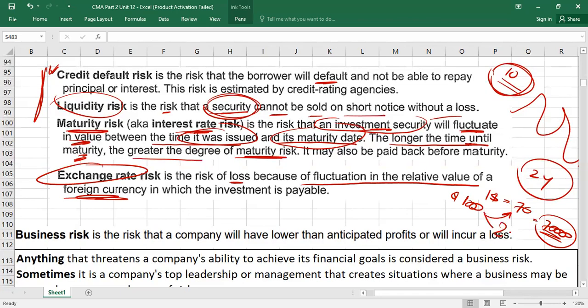After 3 months, the rate could be 80 rupees for $1. It means now you have to pay 80,000. So see how much extra you are paying, 10,000. So this is what is called your exchange rate risk.